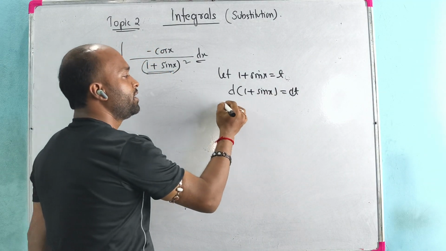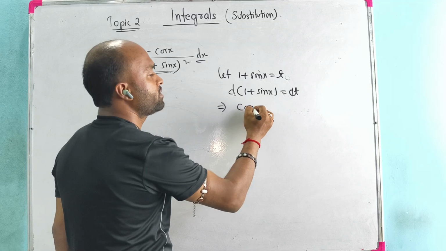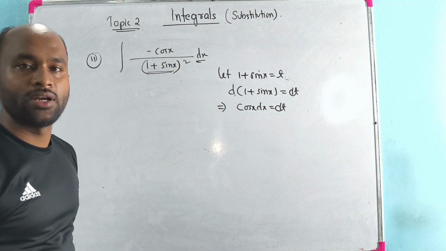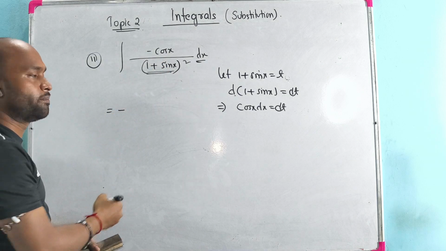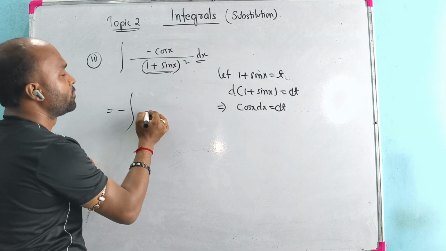Now see, dx of 1, how much? 0. dx of sin x, how much? cos x dx is equal to how much? dt. Clear? Now see here, the minus is there; you can take it outside, no problem. Now the one, if you can consider it, write this one. So this is considered, so this is what?